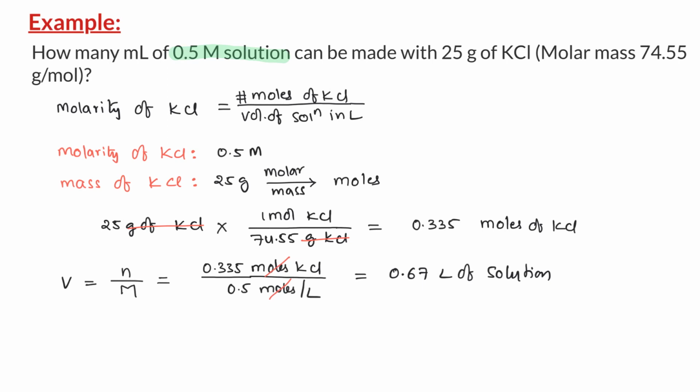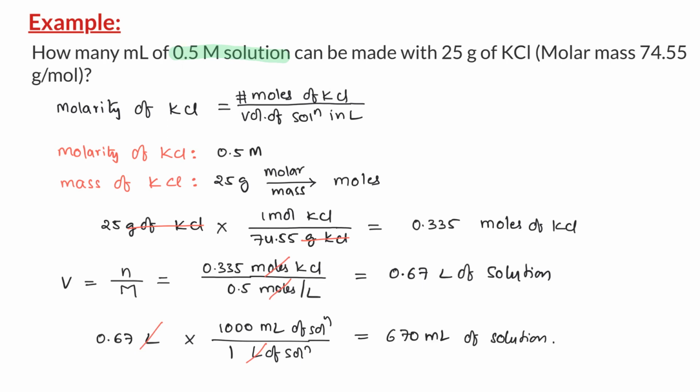However, we need the volume of solution in milliliters. So we need to multiply this with a conversion factor which cancels the liters and introduces milliliters. That is 1000 milliliters per liter. Liters get cancelled. If we do the math, we get 670 milliliters. This is the third type where we give you molarity and the number of moles and ask you to calculate the volume of the solution.